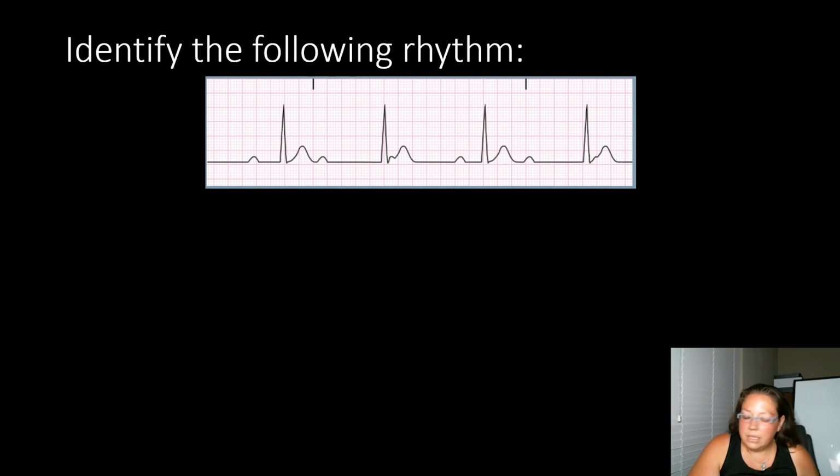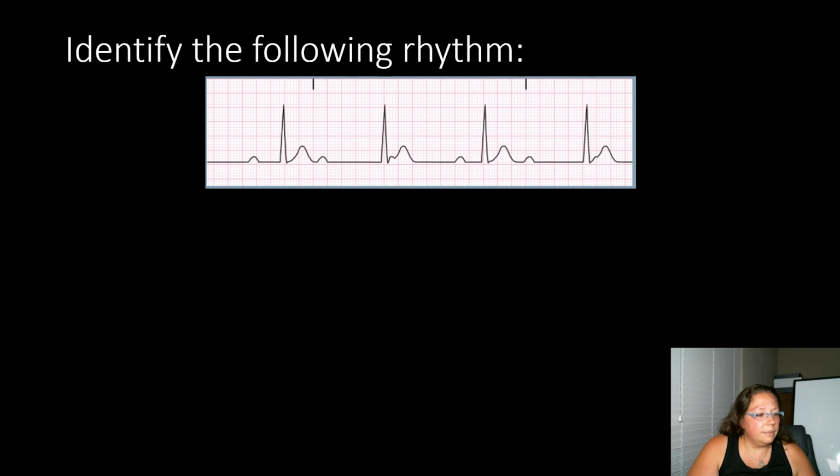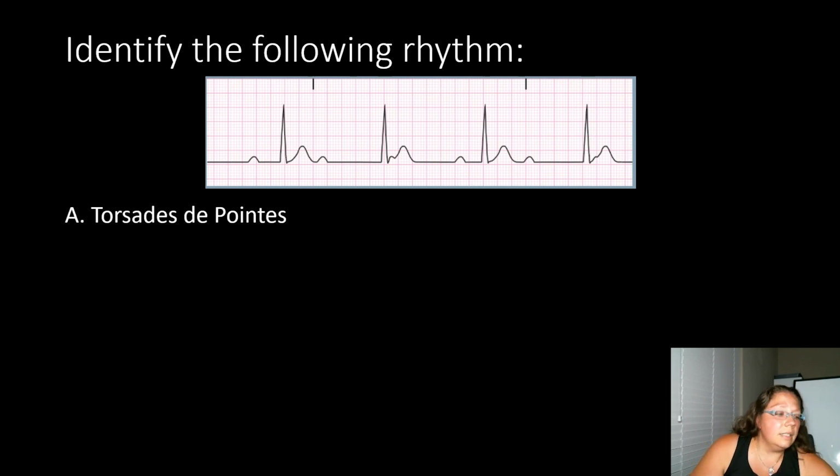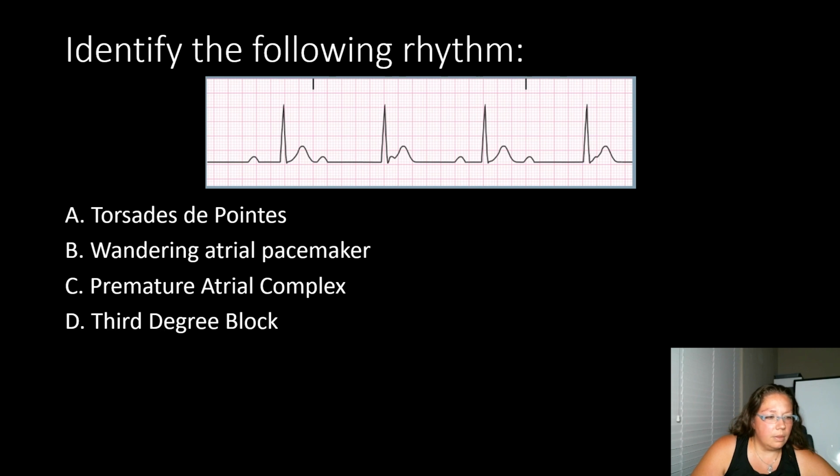All right, this is the last one. No, second to last one, sorry. All right, identify the following rhythm. Torsades, wandering atrial pacemaker, premature atrial complex, third degree block. Let's see. Okay. Identify the following rhythm.